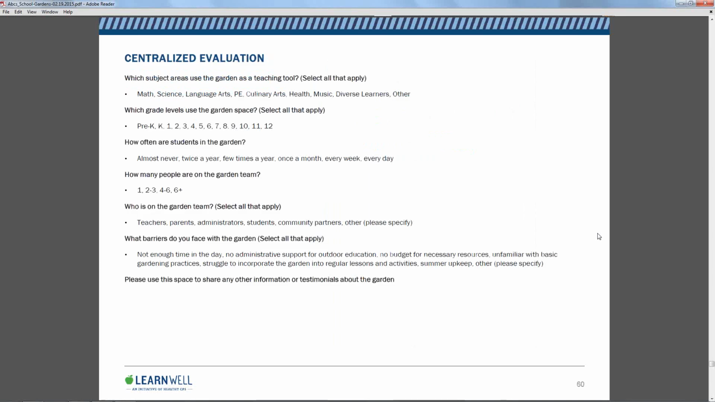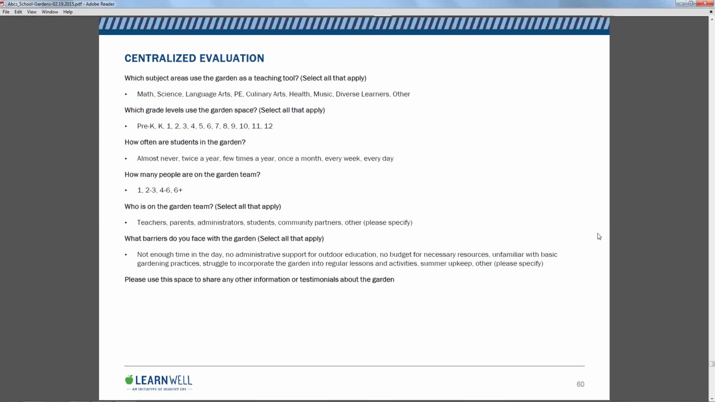We also have a school garden survey that is going out to all principals as part of the Healthy CPS survey. And in here we ask questions around the utilization and integration of the school garden. And again, this is to drive our programming at the district, but data is so important in order to drive that. So we want to get a better sense of what subject areas are using the garden, what grade levels are using the garden, how often students are in the garden, how big the garden teams are, how many people and who's on them, and the most common barriers that schools are facing.